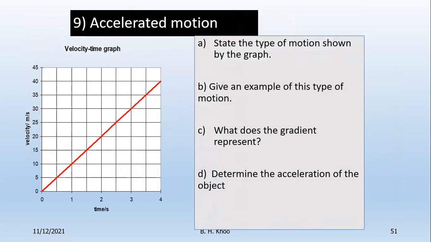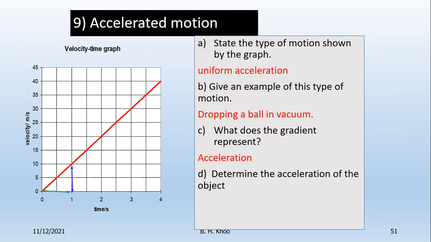Right? Accelerated motion. State the type of motion. You should be able to recognize this is uniform acceleration or steady acceleration. Not uniform speed, not uniform velocity. Right? Velocity is changing. Give an example. Right? There are many examples. Dropping a ball in vacuum is an example of this type of motion. What does the gradient represent? Let's memorize. Right? Acceleration.